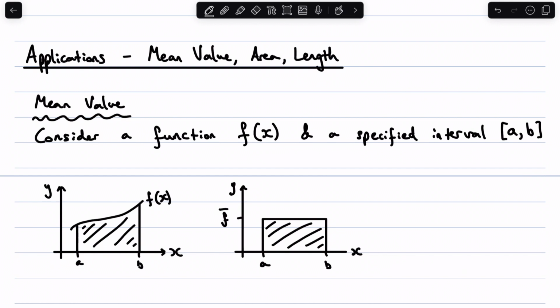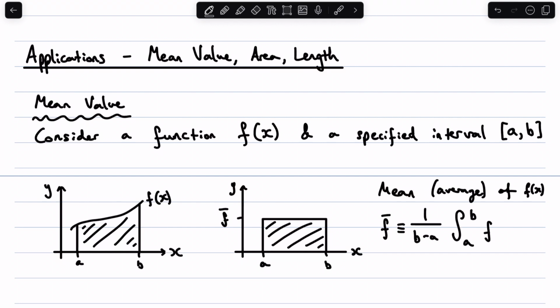So to start with the mean value, let's consider a function f of x over a specified interval a to b. So this is this f of x here between a and b. And the mean, or our average of f of x over this interval, will be this f bar. To put that into words, the mean of f of x can be written as f bar always equals 1 over b minus a times by the integral from a to b of f of x dx. So it's saying f bar is the height of this rectangle whose area is the same as that of beneath the curve under the same range, or same domain.